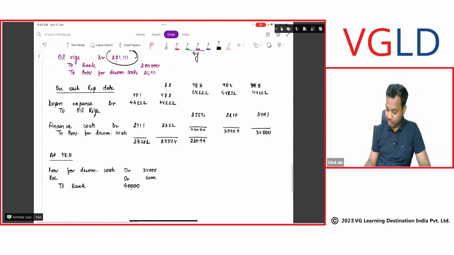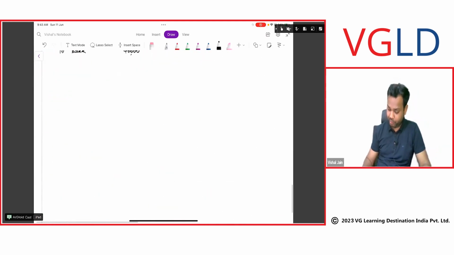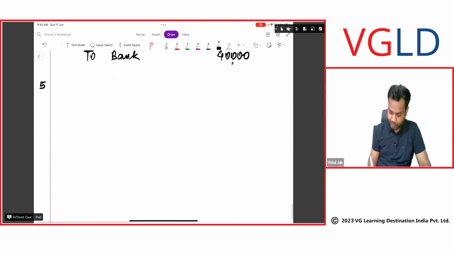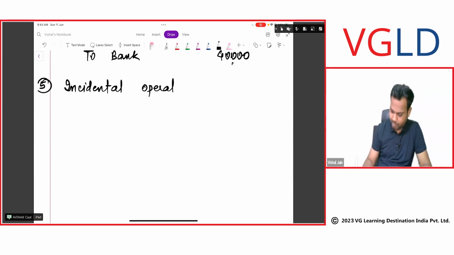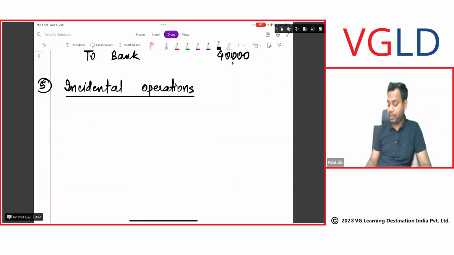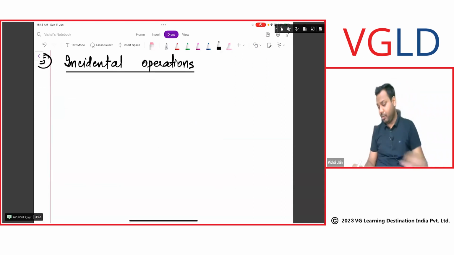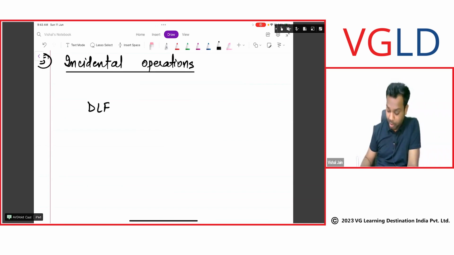Wonderful. So that's the fourth query, and one query is remaining: incidental operations. Now this was a query again. So what happens? Let's suppose DLF is planning to construct a mall in Gurgaon.